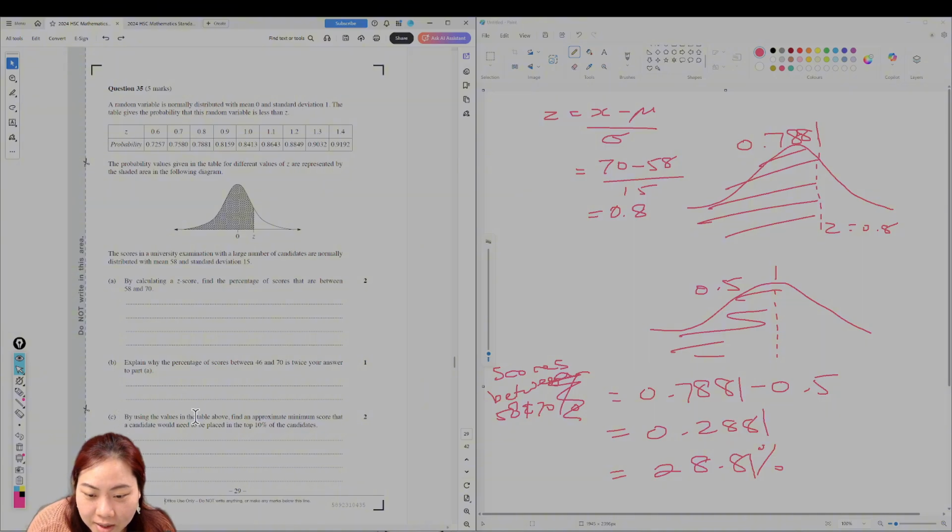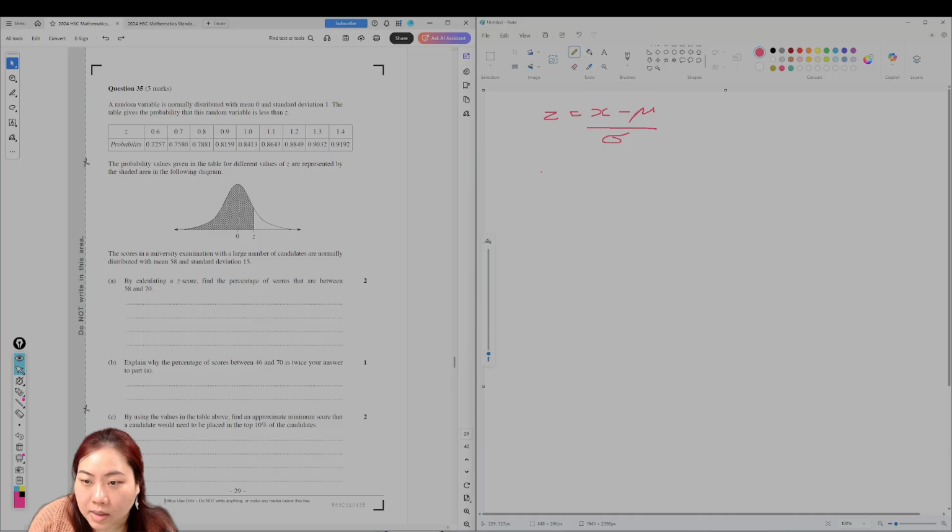C. By using the values in the table above, find an approximate minimum score that a candidate would need to be placed in the top 10% of the candidates. They need to be 1.3 Z-score or above. What did I say? I said they need to have at least 1.3 Z-score or above. We're trying to find the score. The mean is still 58. The standard deviation is still 15. So we just switch that around.